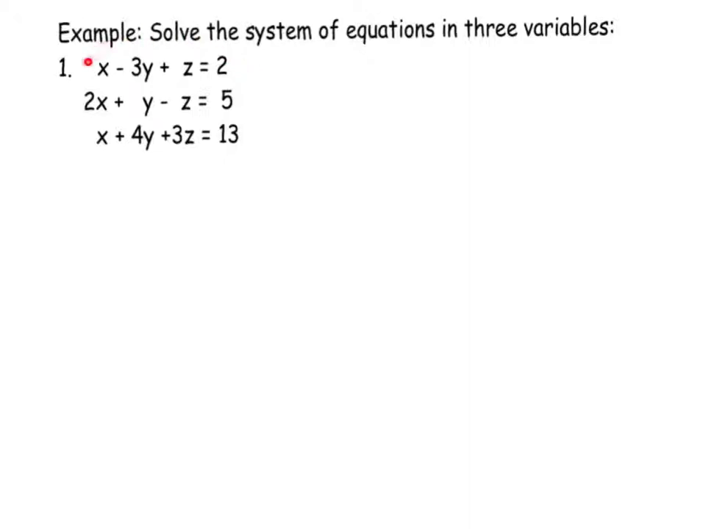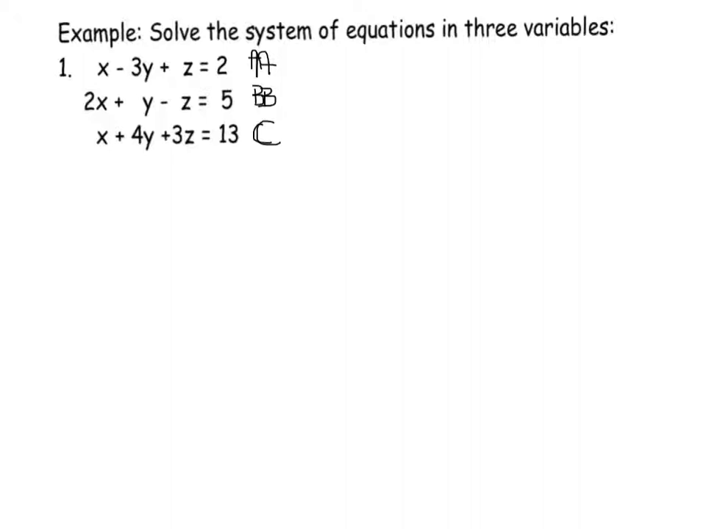Here is an example of a system of equations of three variables. The first thing in solving this system, we are going to label the first equation A, the second one B, and the last one C. In solving these systems of equations, we are going to use elimination or linear combination because that is much easier than using substitution when we have a larger system like this.